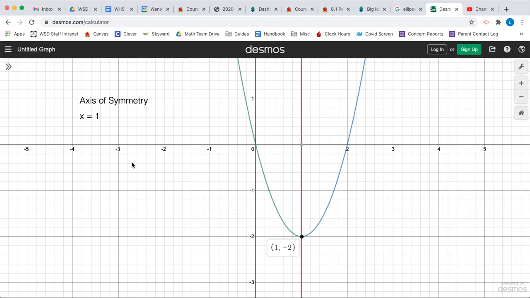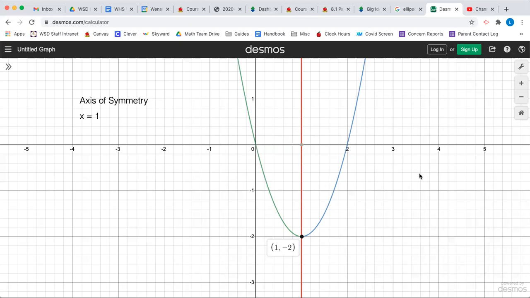Among other things that it's related to, you can see that every single point on the graph is the same distance from the axis of symmetry as its mirror point on the other side. So if we look right here, this point on the blue part is 1 unit away from the axis of symmetry. This is 2, this is 1 right here. And this point over here on the green one, which is on the same horizontal level, is also 1 unit away from the axis of symmetry.